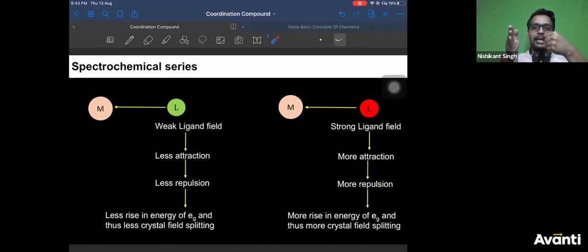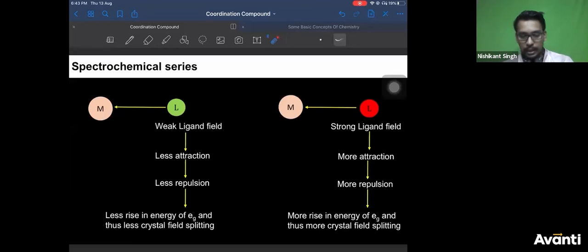Because once it is attracted close to the metal atom, only then will the d orbitals face repulsion and go up and down. Weak ligands are not attracted strongly by the center metal atom, but strong ligands are attracted very strongly. So the d orbital faces more repulsion, and therefore its energy increases more. For more repulsion to happen, first more attraction should take place. If the ligand does not reach the metal atom, how will repulsion take place between the electrons of the ligand and the metal atom? That is the meaning of it.